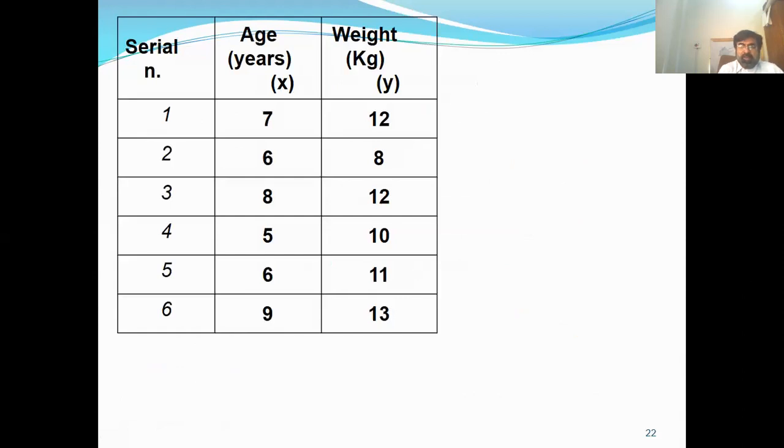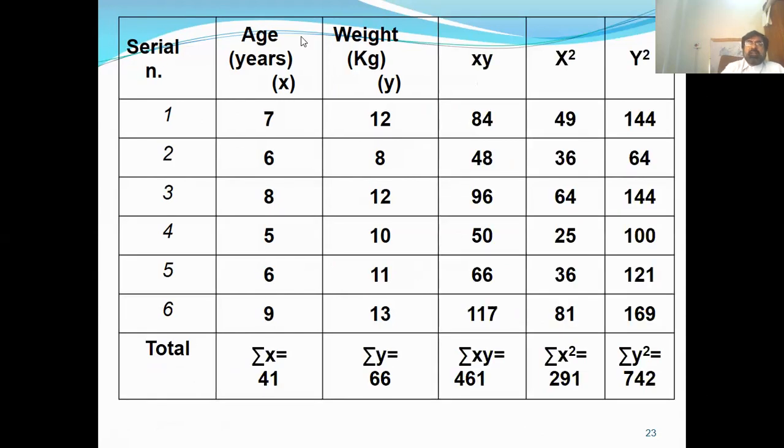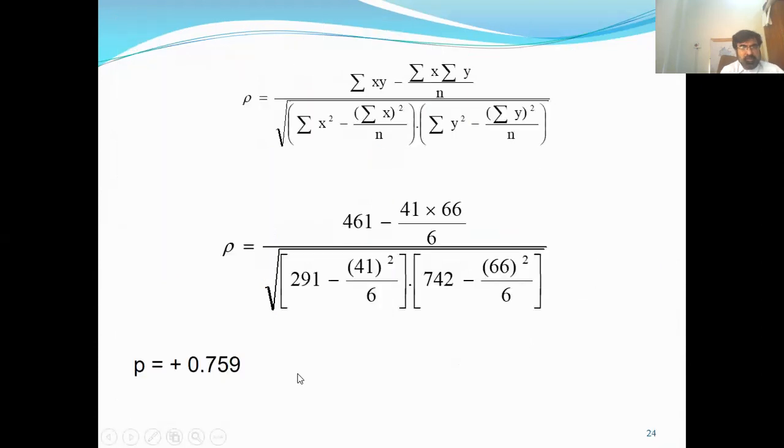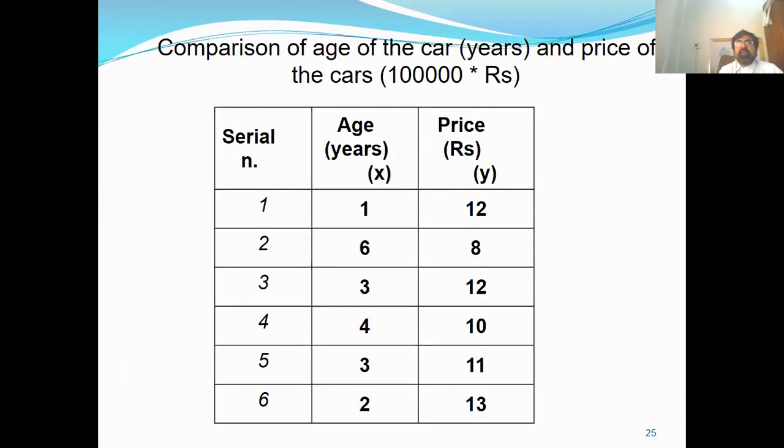Now you can find the correlation between these two, age and weight, as the number of values increases and the sample size gets larger. You can also do it by calculating x, y, x square, and y square, and then the summation of all the values, and putting them in the formula, that will give you 0.759, which shows a strong positive relationship between these two variables. Strong positive correlation. Comparison of age of the car and price of the cars. This is the age in years, and these are the price of the car in rupees.